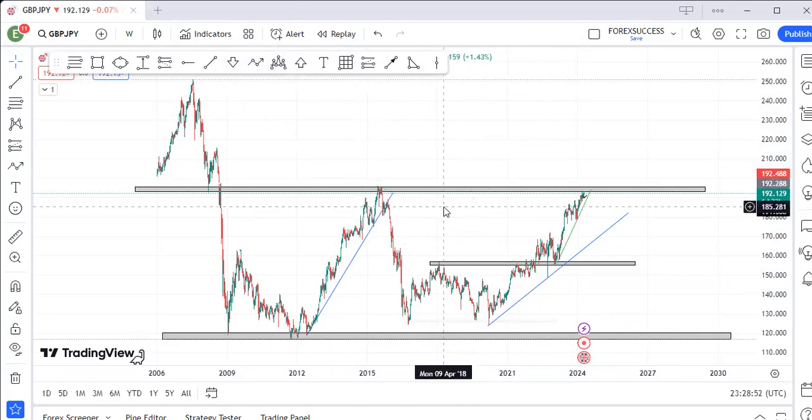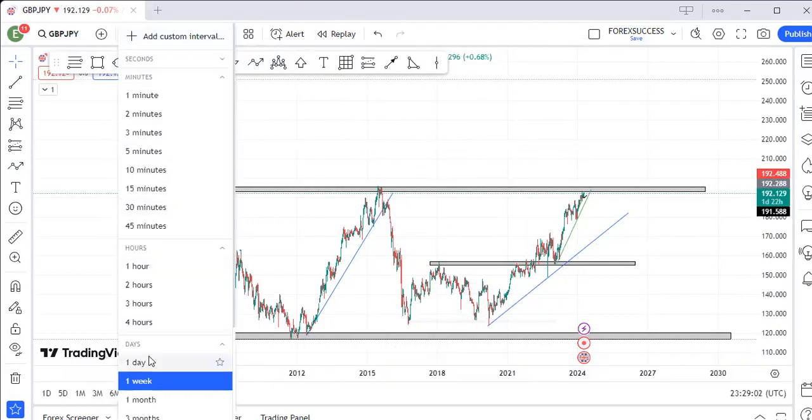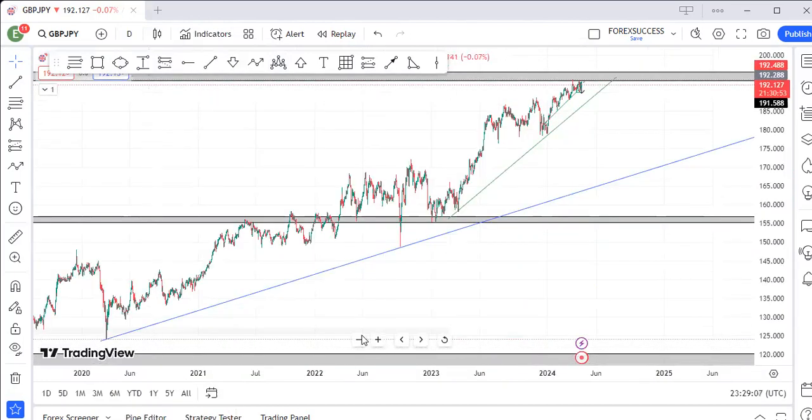But that's not what I'm going to look at here. I just want to show you what the weekly time frame looks like. You can see how I plotted my key levels. Next we should get down to the daily time frame and see what it looks like too.